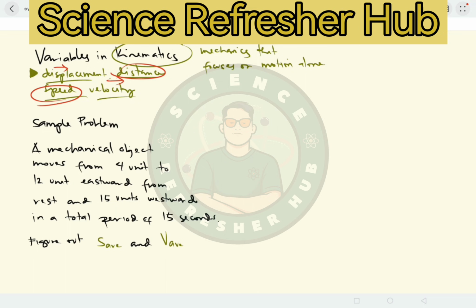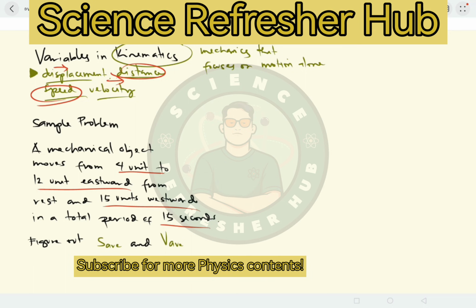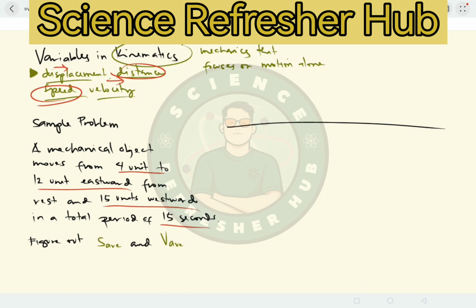A mechanical object moves from 4 unit to 12 unit eastward from rest and 15 units westward in a total period of 15 seconds. All right, the first statement, a mechanical object moves from 4 unit to 12 unit eastward, is easy to understand. If we have our number line here, the mechanical object started from 4 units. So if this is our origin, 0, this is our 4 unit here.